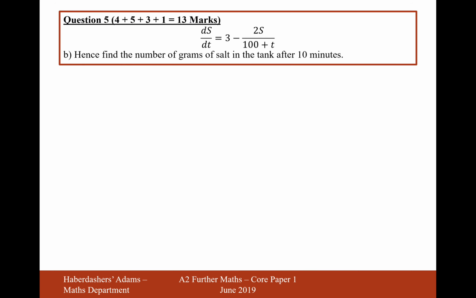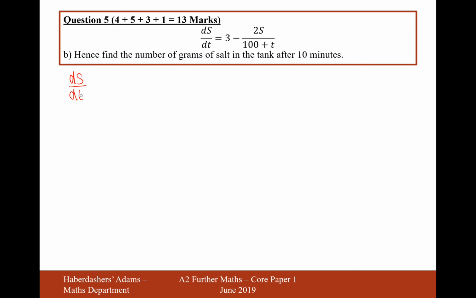Okay, so hence find the number of grams of salt in the tank after 10 minutes. So we've got dS by dt equals 3 minus 2S over 100 plus t. Now I'm thinking here, can we combine the right-hand side and then separate the variables? I don't think we can. I think we need to use the first order differential equations technique here.